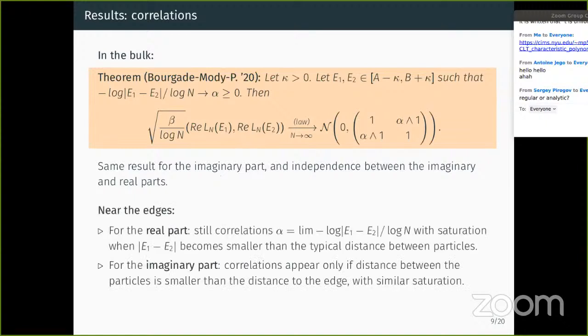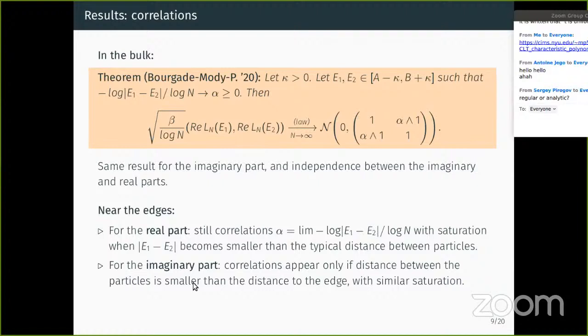And finally, near the edge, I'm not stating it precisely, but roughly speaking, the behavior is different between the real part and the imaginary part. For the real part, it's similar to here. So the correlations are given by the limit of the log of the distance divided by log n. And of course, there is a saturation effect, which is not necessarily at one because the variance is not necessarily one. It can be something between 2/3 and one. And you have the saturation effect when you are fully correlated and you reach the variance of the two quantities.